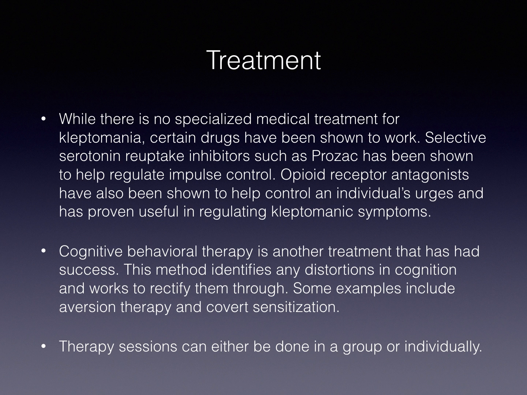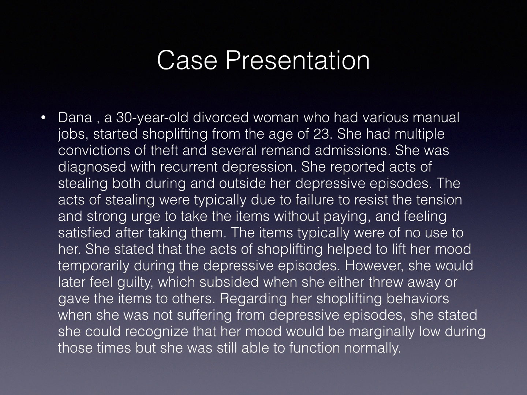So, next we can talk about the case presentation. So, Dana, a 30-year-old divorced woman who had various manual jobs, started shoplifting from the age of 23. She had multiple convictions of theft and several remand admissions. She was diagnosed with recurrent depression. She reported acts of stealing both during and outside of her depressive episodes. The acts of stealing were typically due to failure to resist the temptation and strong urge to take the items without paying and feeling satisfied after taking them. The items typically were of no use to her.